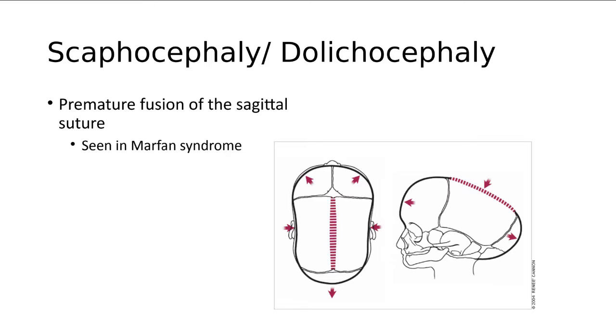If you have premature fusion of the sagittal suture, the head continues to grow, but is restricted in growth perpendicular to the sagittal suture. And so you end up with a head that's elongated in the AP direction. The two terms for this head shape are scaphocephaly or dolichocephaly. And as mentioned before, some children with Marfan syndrome have this unusual head shape.